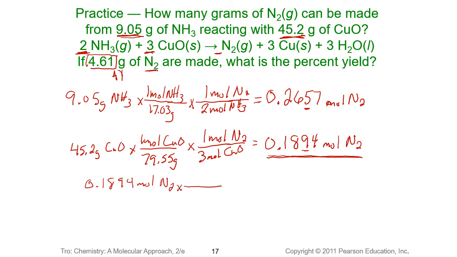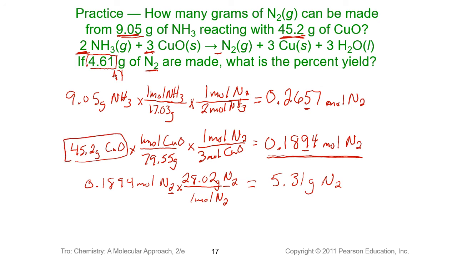We use the molar mass of nitrogen, and it's diatomic, so that means we have to take the mass of nitrogen times 2. I put moles on bottom so that the moles will cancel. And we see that our theoretical yield from our limiting reagent is 5.31 grams of nitrogen. So this is our theoretical yield.